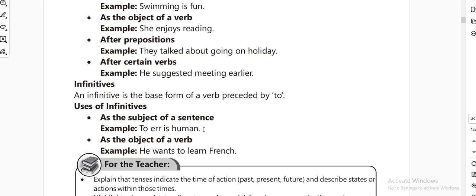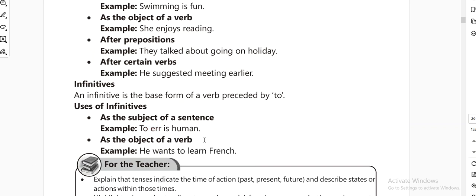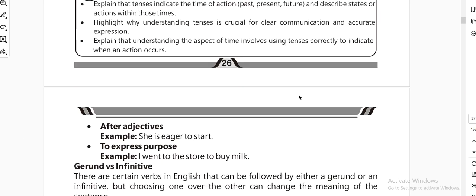So to make an error, they are telling or writing like this: to err is human. As an object of a verb, he wants to learn French. So here the word to learn is our infinitive. How can we write it? First form of the verb along with to. To learn, to go, to run, to see, to watch, to read.